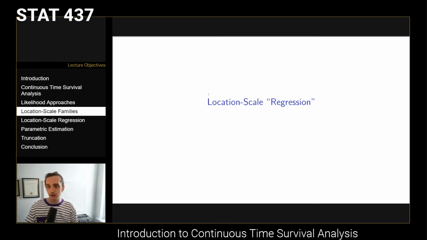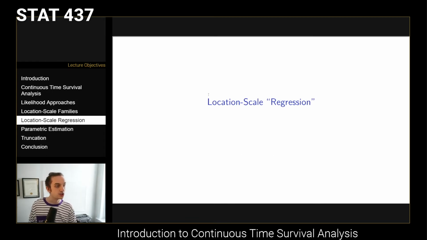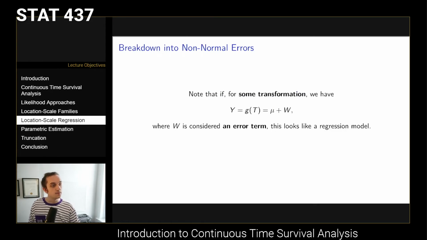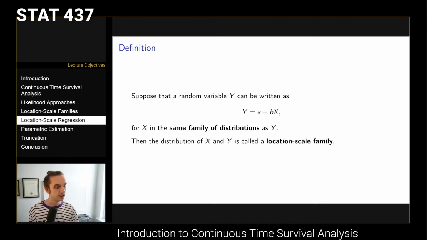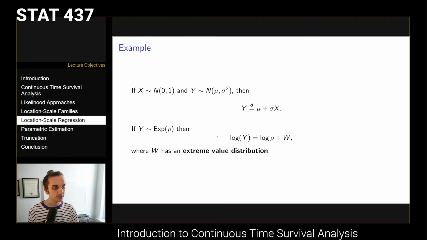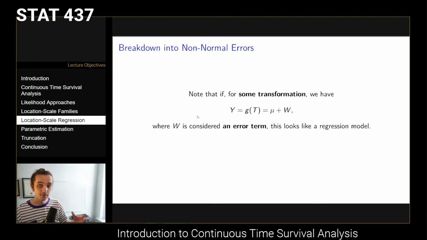Okay, so why do we care about this? Well, we can introduce this idea of location scale regression. If you have a random variable that is just some transformation of another random variable, say, if it looks like mu plus w, which is what we saw with that exponential distribution, if we take a log transform of an exponential distribution, then we get this log rho plus w. We have a mean plus some error term here. Then this looks like what we think about with a regression model, where we can treat w as some sort of error term that we don't really care about, and mu as the mean of the distribution that we do care about. And this is exactly what we're doing with standard regression.